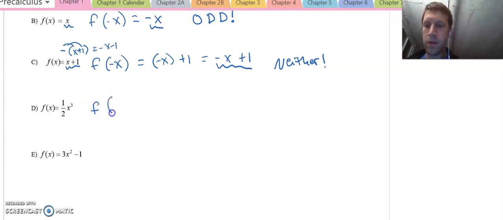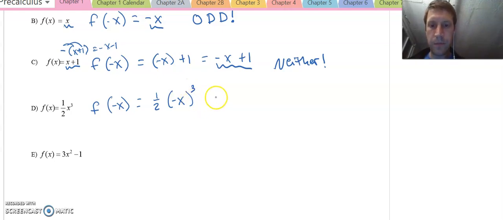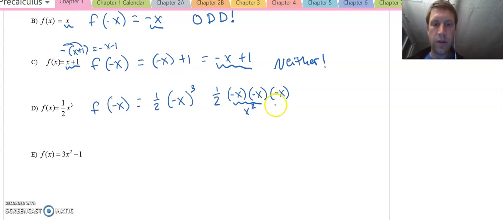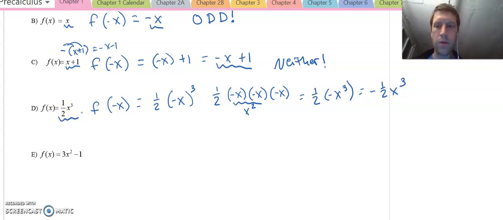Okay, part D, f of negative x equals 1/2 times negative x cubed. Exponents come first. So 1/2 times negative x, negative x, negative x. These two negative x's multiplied give me x squared. So I have 1/2, and then x squared times negative x is negative x to the third, which is negative 1/2 x to the third. Is that the same as what I started with? No. Is it the opposite? Sure is. So this is odd. It is negative 1 times my original function.